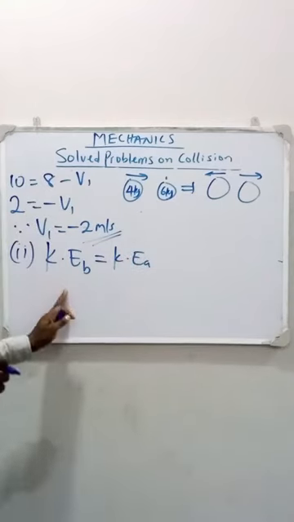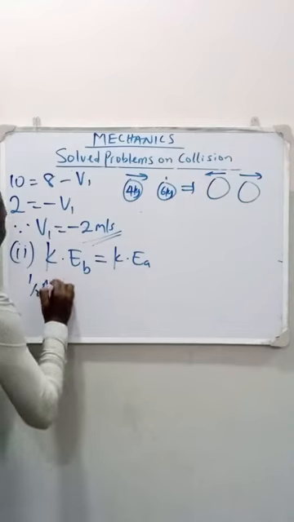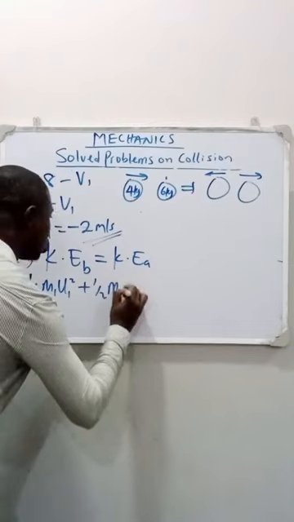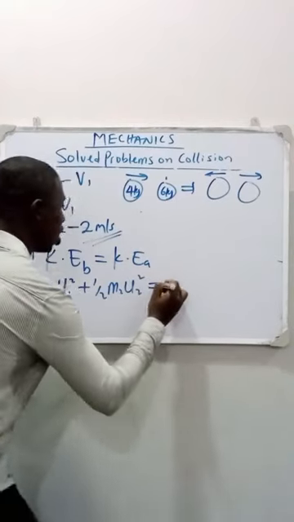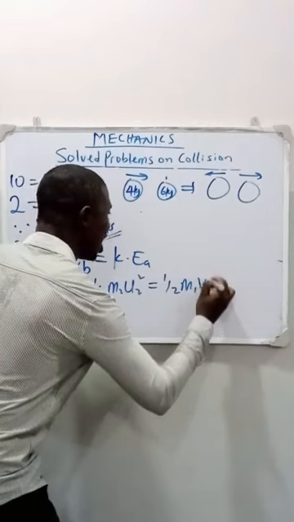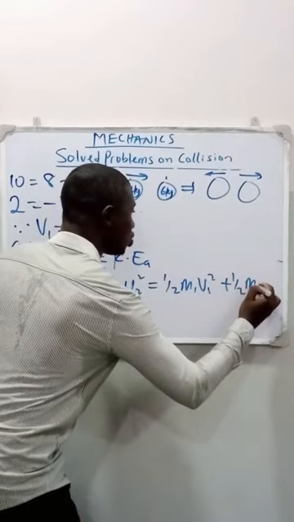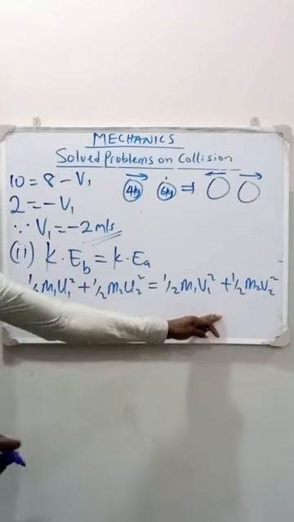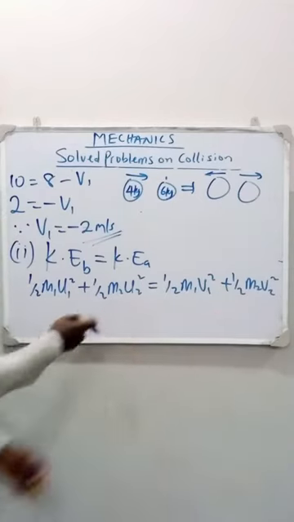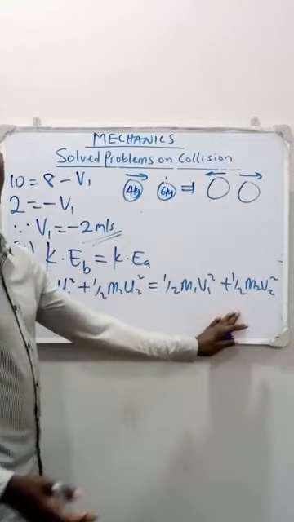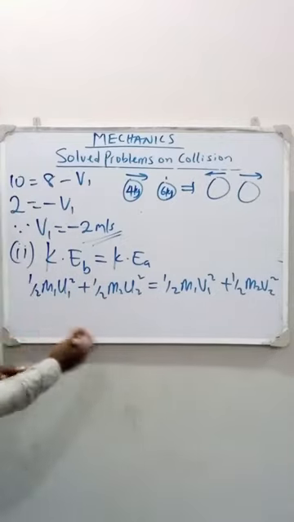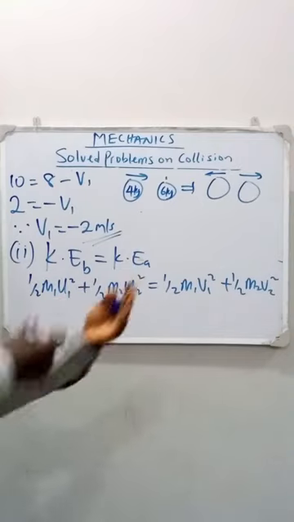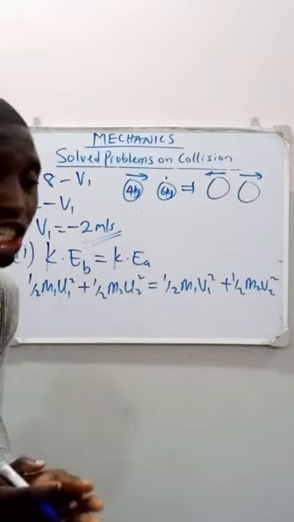What is the formula for kinetic energy before collision? Half m1 u1 squared plus half m2 u2 squared equals half m1 v1 squared plus half m2 v2 squared. This is the formula for kinetic energy. Kinetic energy before collision should be equal to kinetic energy after collision. So when we solve for the two, to find the loss in kinetic energy, it means the higher kinetic energy minus the lower kinetic energy.